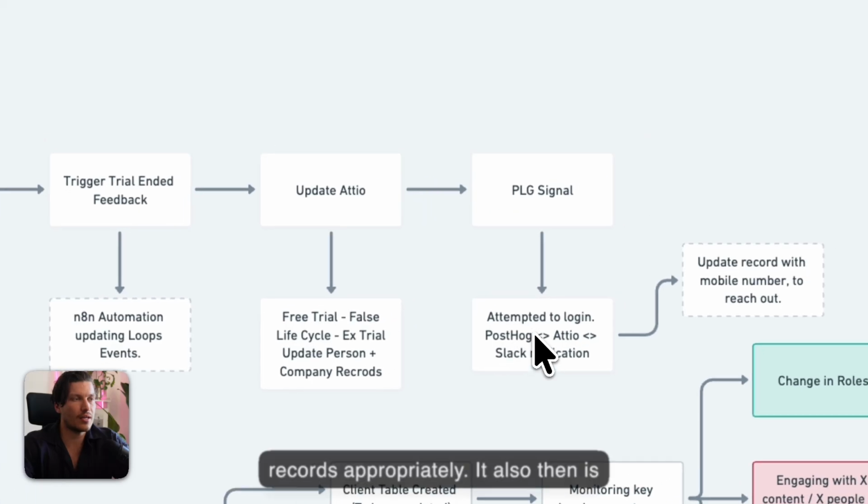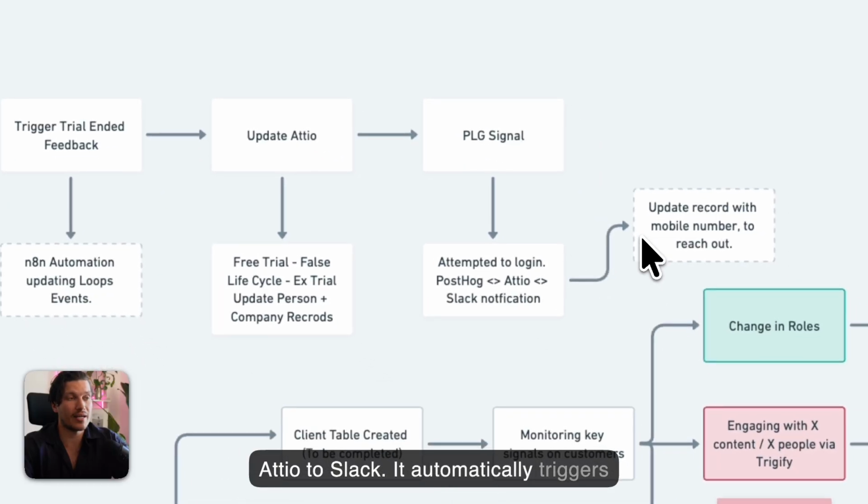It also then is on a constant lookout. We have an internal Attio automation running here that's seeing if they have attempted to log back in. How are we tracking that? Well, we have PostHog syncing to Attio as well, which tells us anytime someone logs in. So if a user is on a freemium account and attempts to log in, we get a notification. The notification goes from PostHog to Attio to Slack. It automatically triggers us to find the mobile number as well and adds that mobile number into the field inside of PostHog. So then we can just get on the phone and call them and say, hey, saw you tried to log in, etc., which is pretty cool.